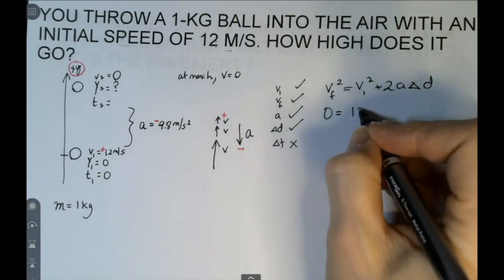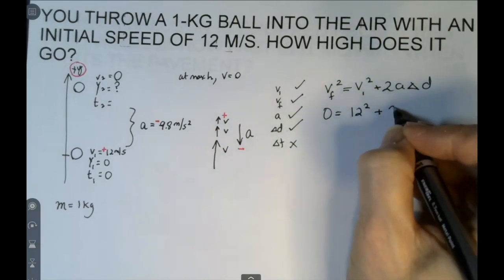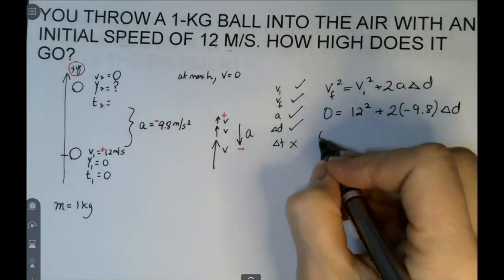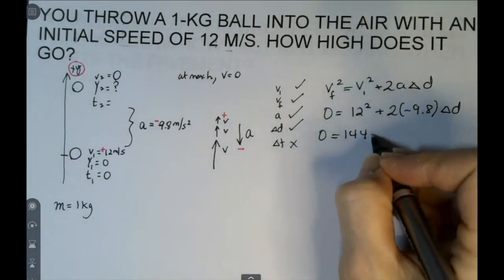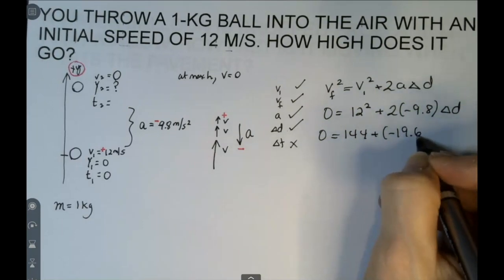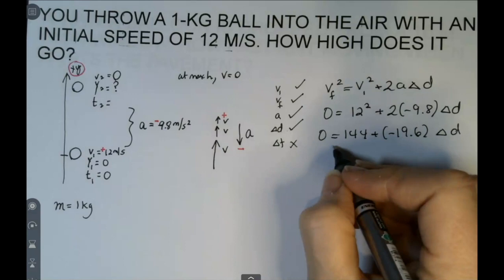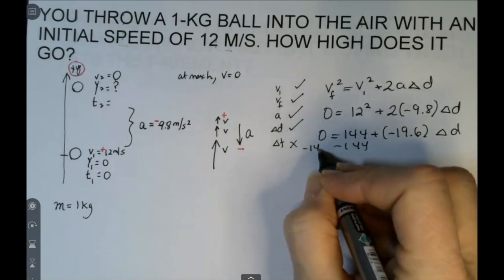Then we can plug in the givens. This is 0. This is 12 squared. Acceleration is negative 9.8. So this is 0 equals 144 plus negative 19.6 times delta y. I just did 2 times negative 9.8. I'm going to subtract 144 to the other side.